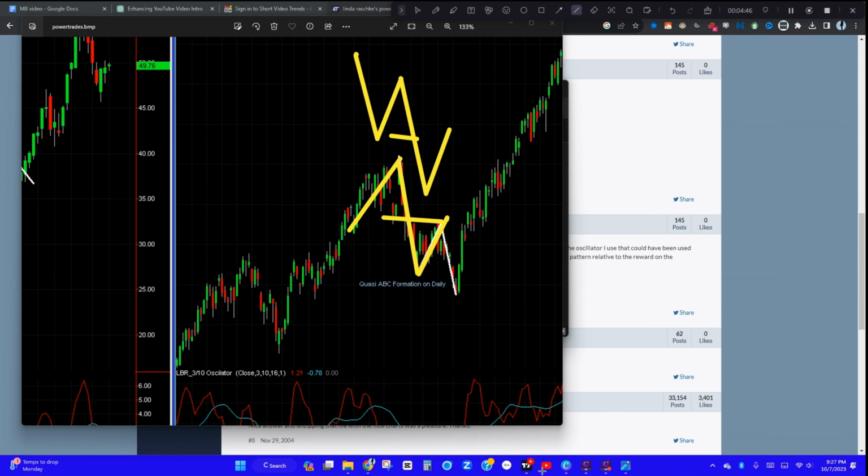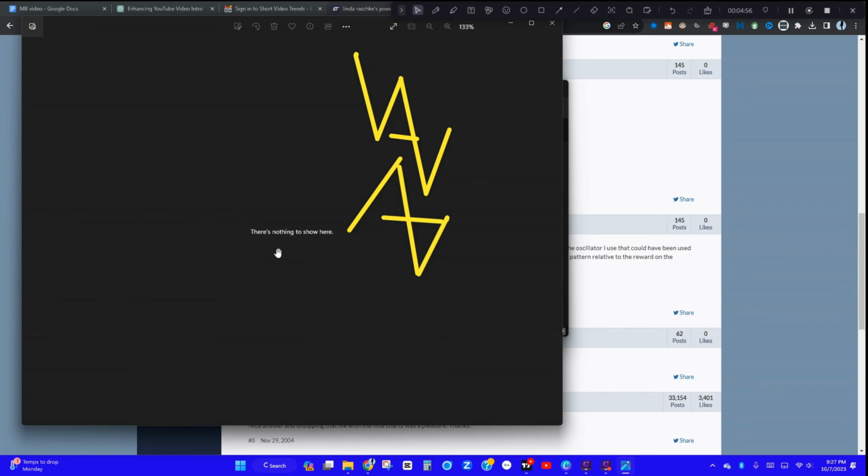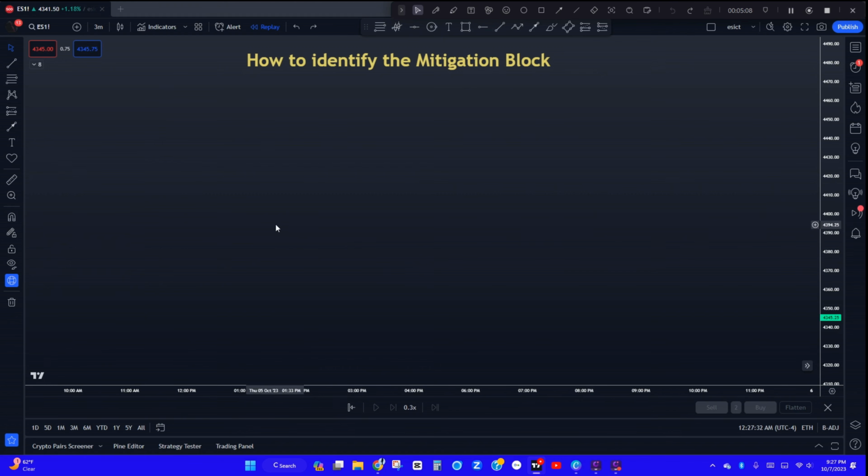It makes you wonder, is ICT the creator of this concept, or is it Linda Raschke? I would say that since this was produced in 2004, she is in fact the creator of the concept. That does not take away from ICT because he has simplified it in a more tradable way.